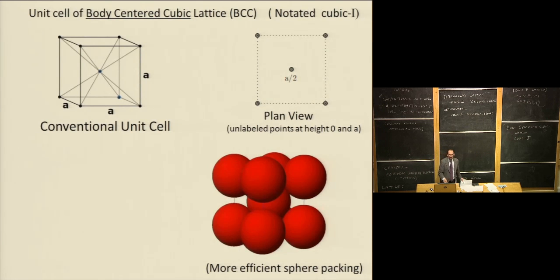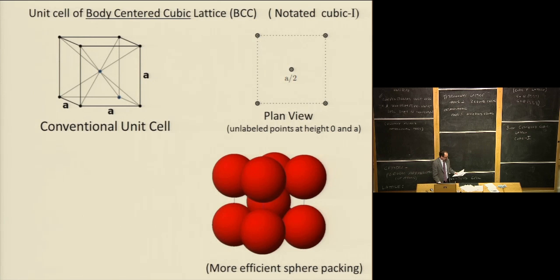So what is the coordination number? 8. Okay, yeah, it's 8. So if you pretend you're the guy in the middle here, then you have 8 neighbors. What's less obvious is that if you happen to be one of these guys in the corners, you also have 8 neighbors. Okay?